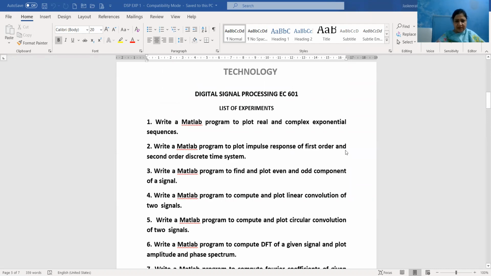First practical is to write a MATLAB program to plot real and complex exponential sequences. Second is the plotting of impulse response of first order and second order discrete time system. Third experiment is to plot even and odd component of a signal. Fourth practical will deal with computing and plotting linear convolution of two signals.